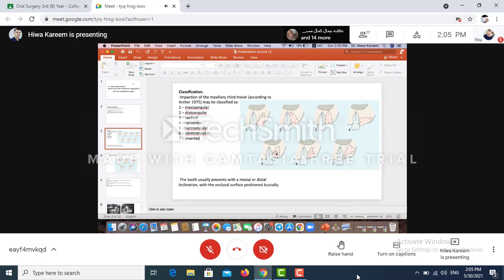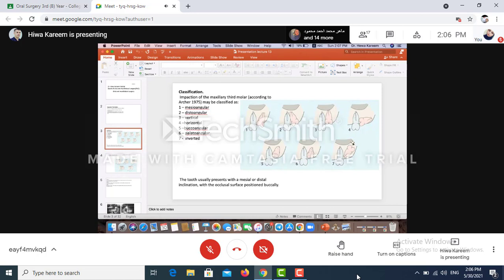Another one, bucco-angular, meaning the crown of the impacted tooth faces buccally, faces the buccal bone. Another one, palato-angular. In palato-angular, the crown of the upper third molar faces palatally, and the root faces buccally. In the posterior area, you must say buccally, not labially.